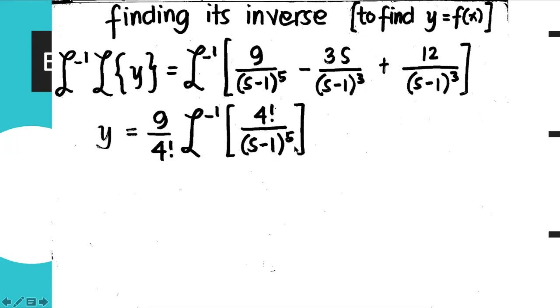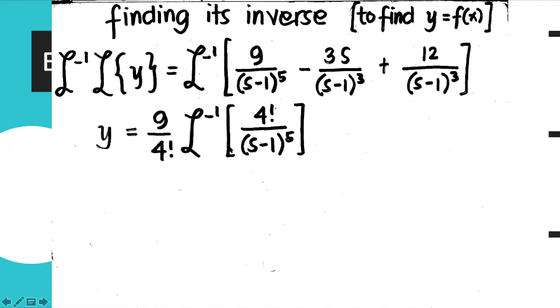Since s minus 1, first shifting, di ba? So, may exponential, yung original na function natin. So, 5, n plus 1, ano yung n mo? 4. Kaya, yung numerator mo is 4 factorial. Since we have introduced 4 factorial, i-neutralize natin siya. So, by dividing outside by 4 factorial. Okay? So, ganun lang.